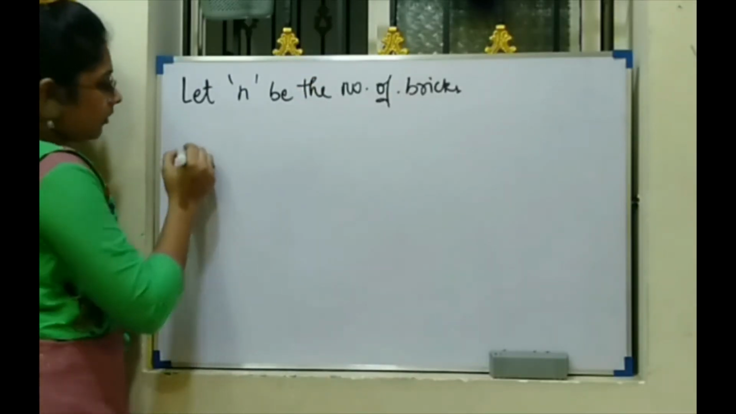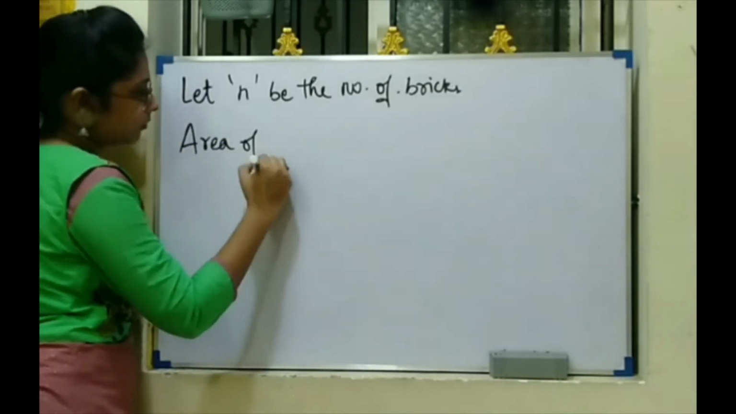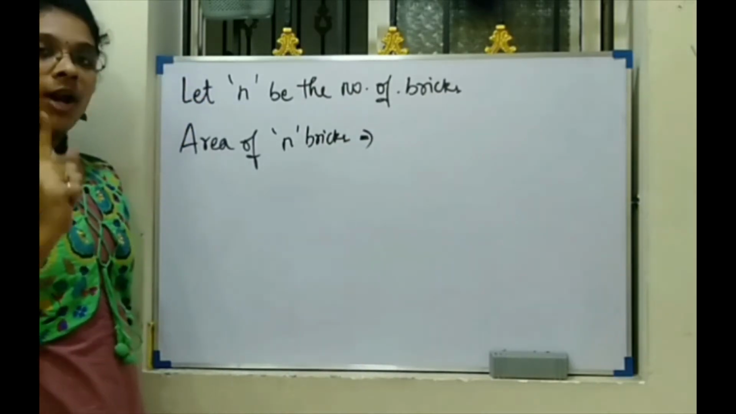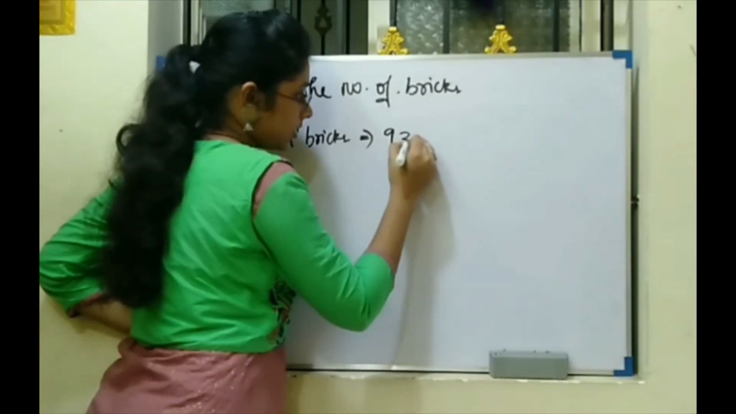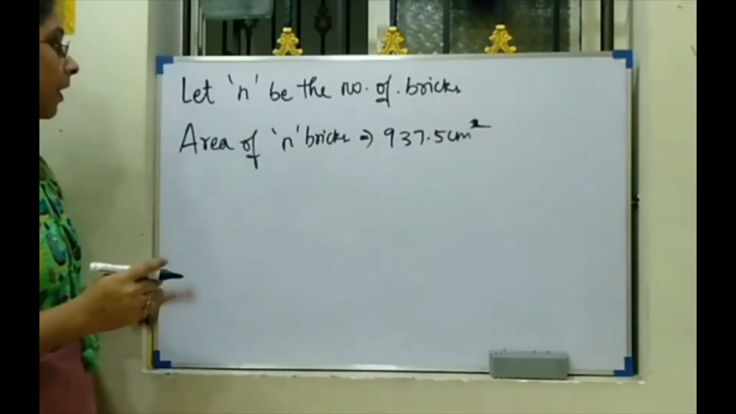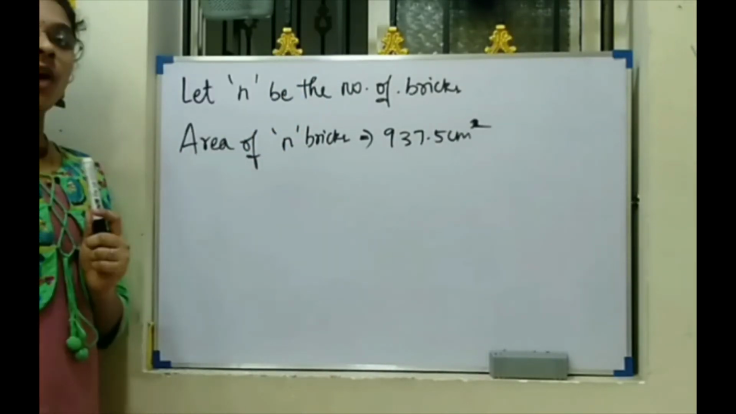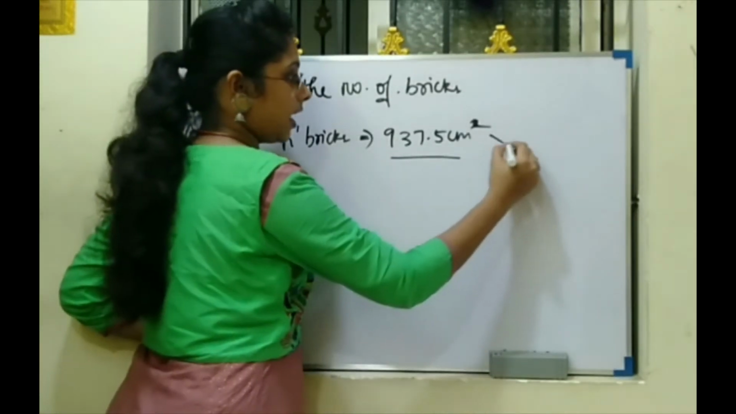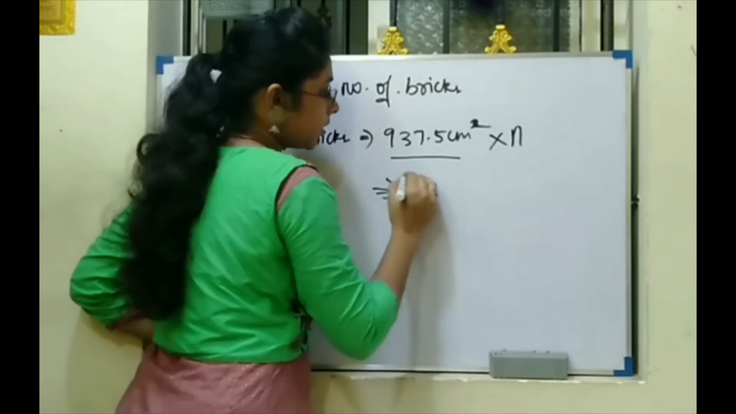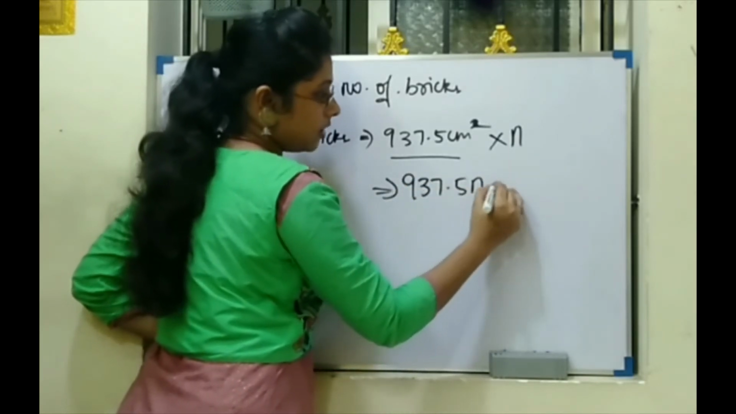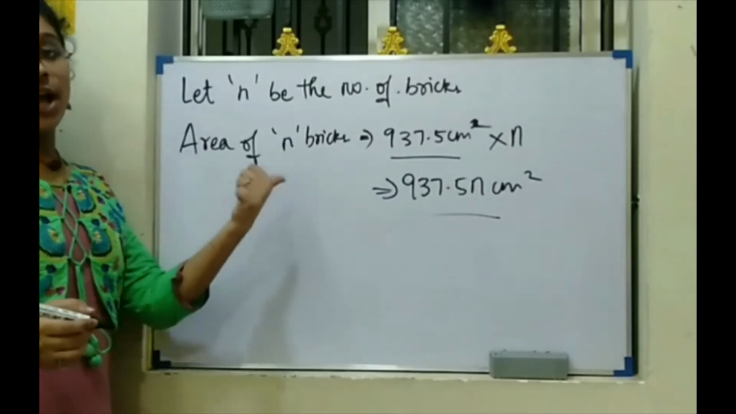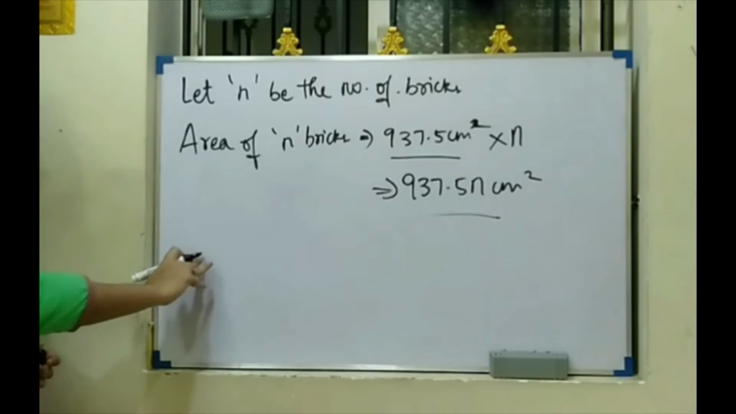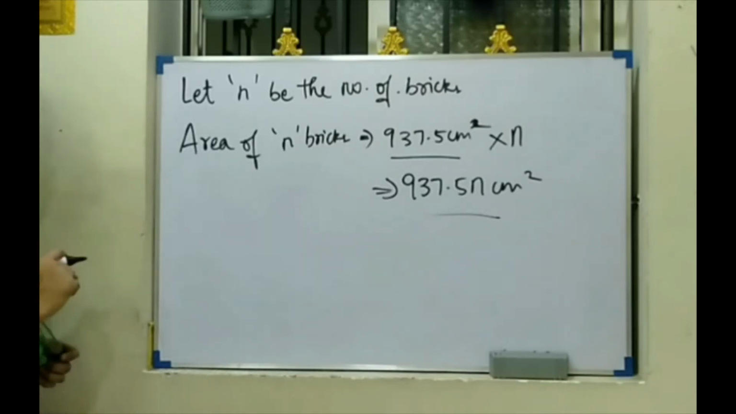Now, area of n bricks is equal to, what is the area of one brick? That is 937.5 centimeters square. Area of n bricks is equal to area of one brick into number of bricks, that is n. So, area of one brick is this and my number of bricks is n. Therefore, 937.5 n centimeters square will be the area of n bricks. Okay. Now, the next step is we have to find how many bricks, that is the value of n. How to find?